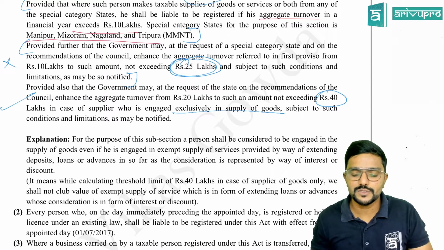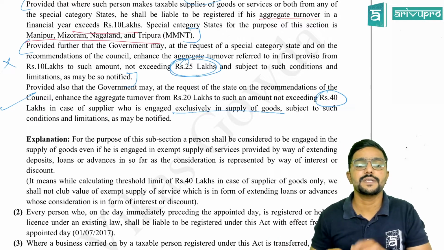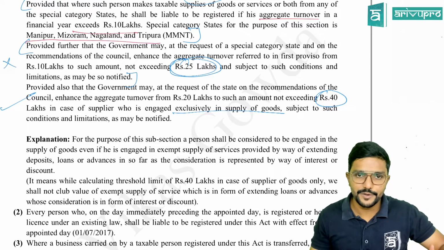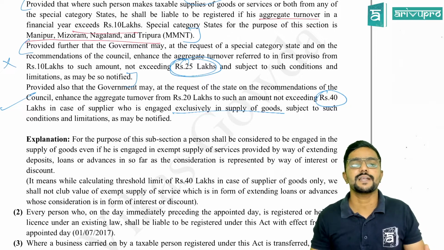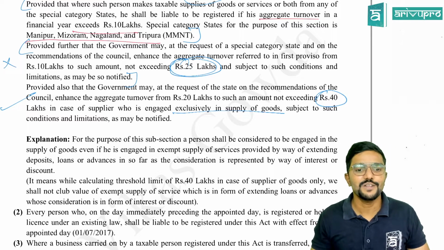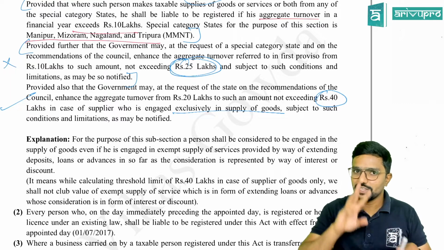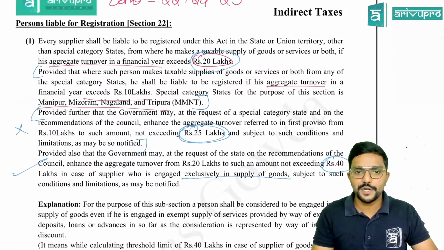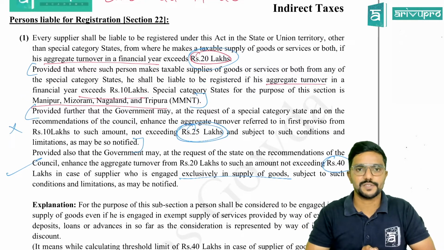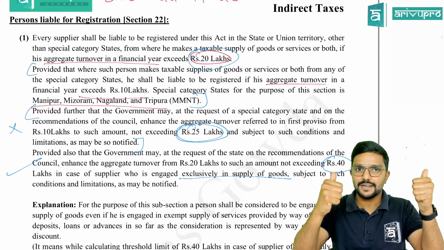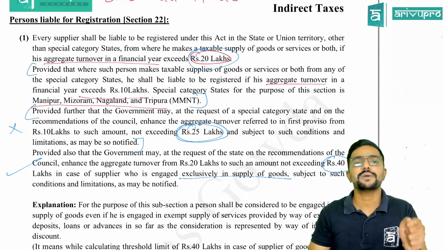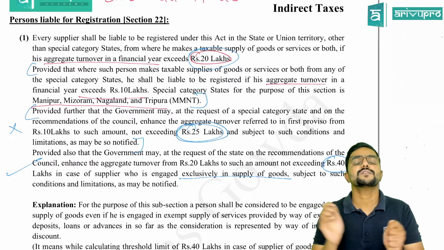Exclusive supplier of the goods only, they asked you to increase it to 40 lakhs. Clear? And government has used this power and they have released a notification telling, okay, in the following cases, it is 40 lakh. Clear? So when you guys are studying, there are totally 3 limits, guys. As per section 22 read with notification along with proviso, there are totally 3 limits: 20 lakh, 10 lakh and 40 lakhs. So you should be knowing exactly when it is 20 lakh, when it is 10 lakh, and when it is 40 lakh, guys.